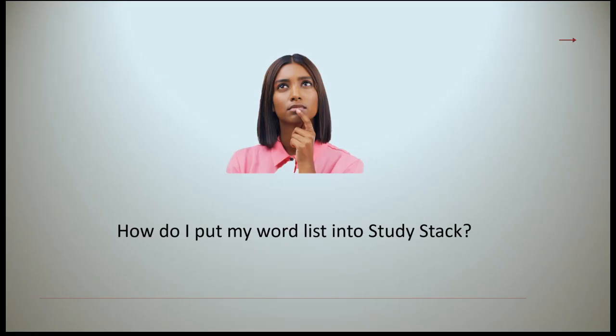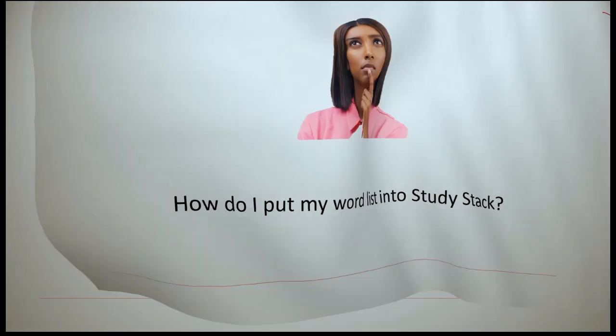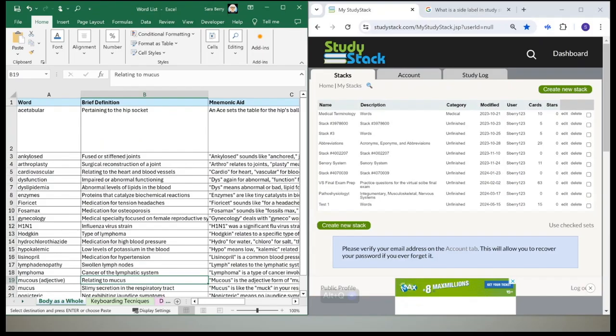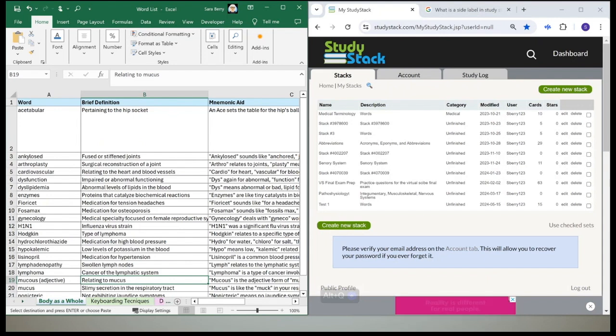I know what you're thinking. This looks great, but how do I put my word list into StudyStack? It's a simple process and I'm happy to show you. I'm going to split my screen for demonstration purposes. Okay, so you will see that I'm back in StudyStack on the right-hand side of my page, and I'm in my word list on the left-hand side of the page. You don't have to split your screen to do this. It's just better for demonstration, I think.